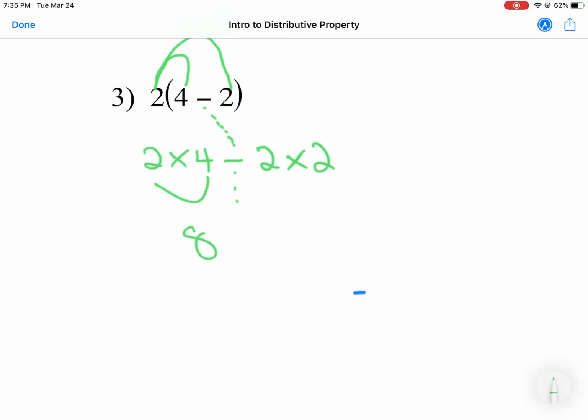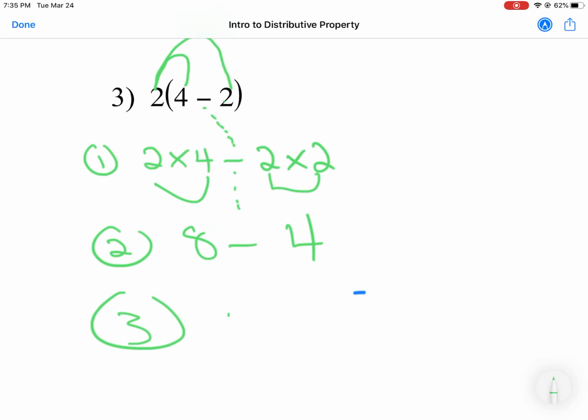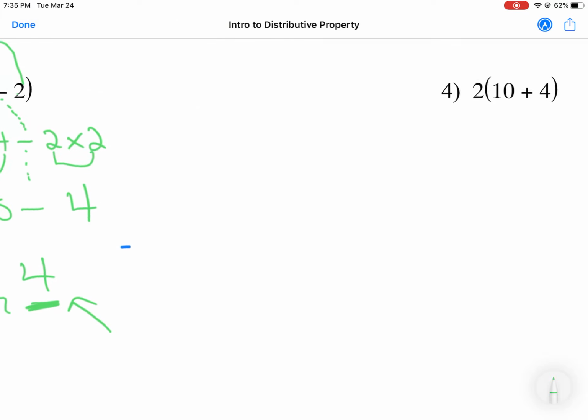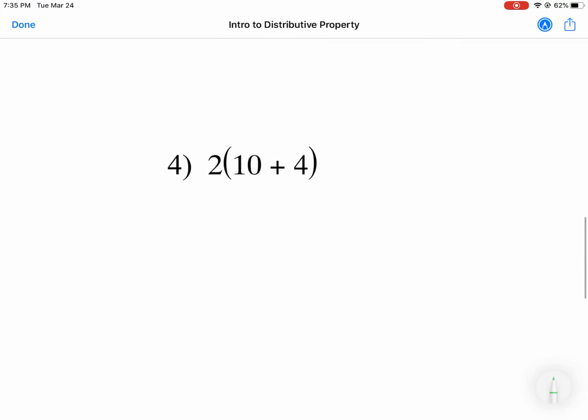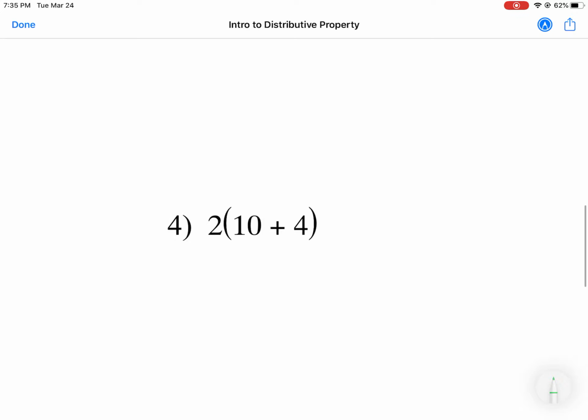Well, 2 times 4 will give us 8. Bring down our minus sign. 2 times 2 right here will give us 4. So step 1, step 2, and now step 3 is 8 minus 4, which is 4. So that is our final answer. I'll draw some arrows to that. Sound good? So nothing crazy. So just 3 steps. And they're all the same, so they ain't changing.